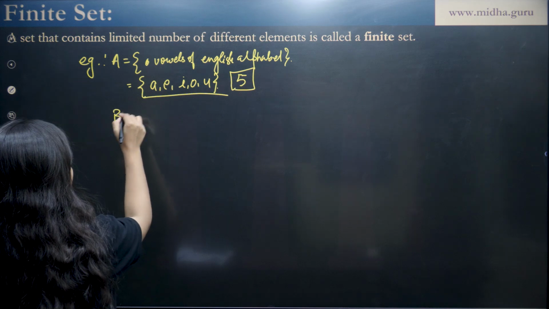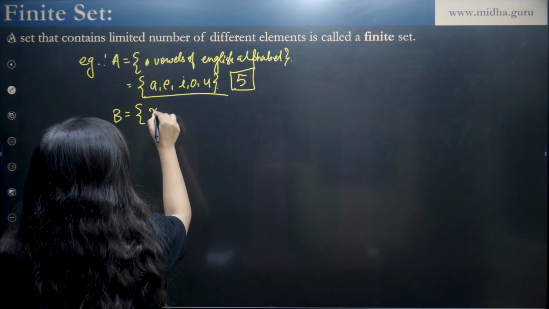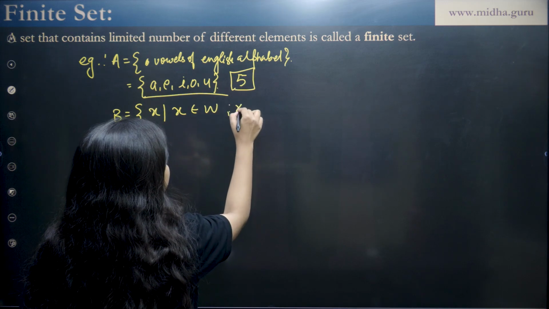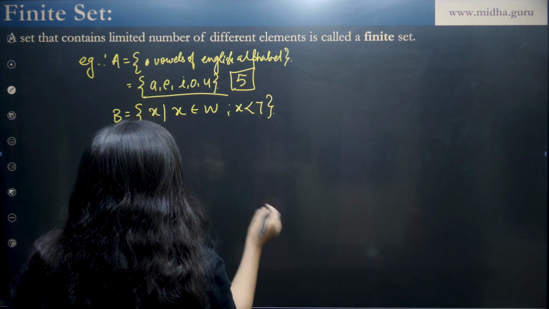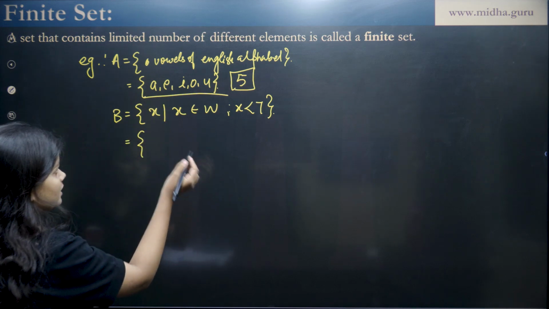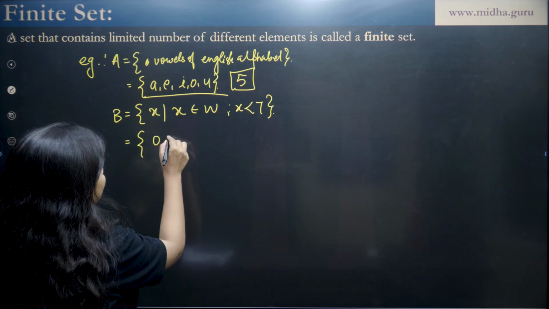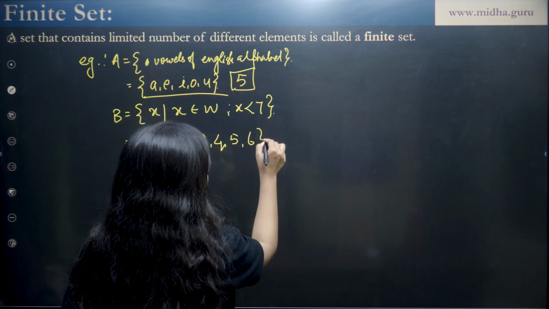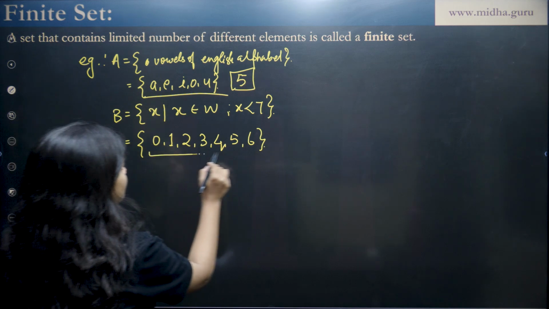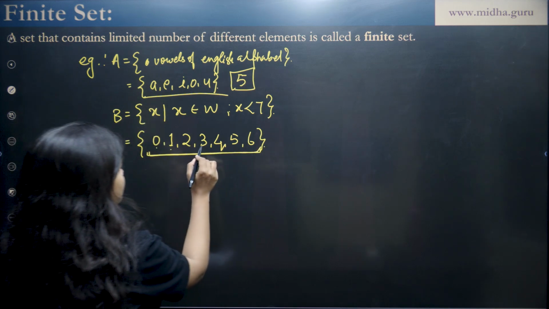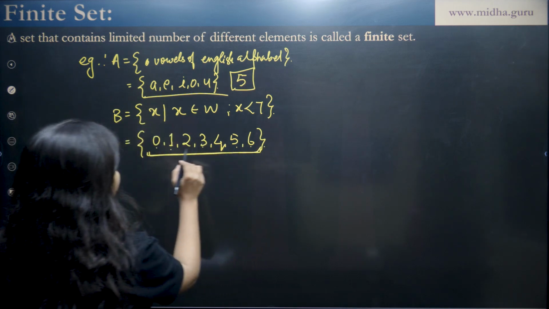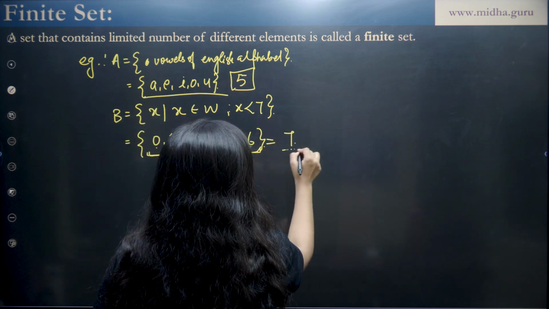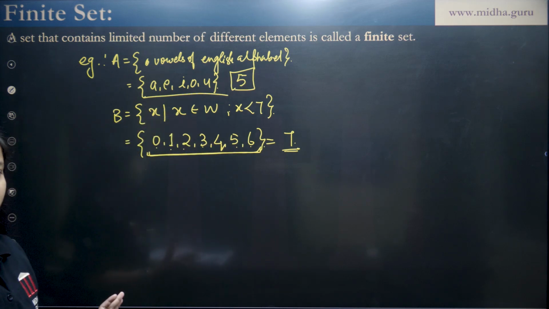Let's take another example, B. A set X such that X belongs to W and X is less than 7. Now writing the elements of this set, we can write 0, 1, 2, 3, 4, 5 and 6. Right, so we can count these elements: 1, 2, 3, 4, 5, 6 and 7. So the number of elements inside this set is 7. So it is also an example of finite set.